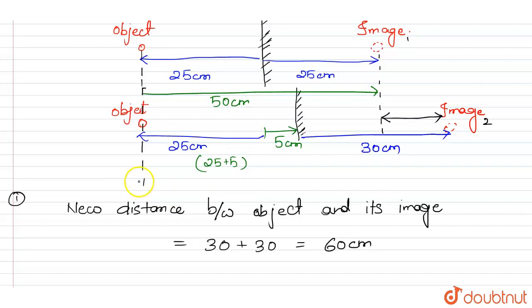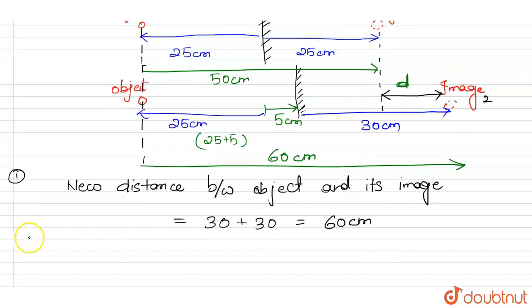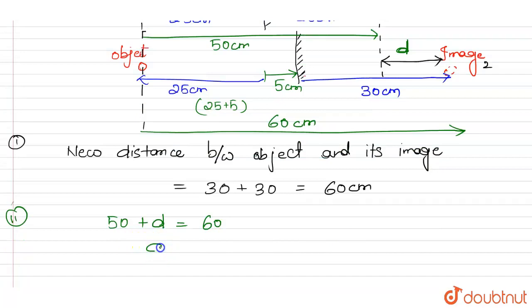And the new position of the image, this was 60 cm. Let's suppose this distance is d. So 50 plus d is equal to 60 cm. For part 2 we can write 50 plus d is equal to 60 centimeter. Here d is equal to 60 minus 50, that is 10 centimeter.